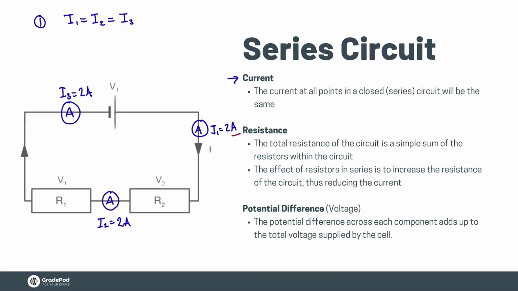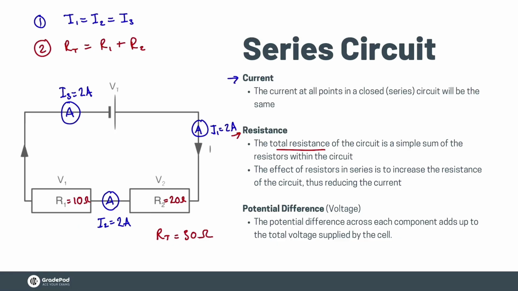We're now going to look at resistance. The total resistance of the circuit is a simple sum of the resistors within the circuit. So let's say that R1 is equal to 10 ohms and R2 is equal to 20 ohms. Then the total resistance, so our second rule, RT is equal to R1 plus R2. So in this case, the total resistance would be a really simple sum of 10 plus 20, which is 30 ohms. If we increase the resistance inside a series circuit, what that has the effect of doing is reducing the current. It makes it harder for the current to go through.